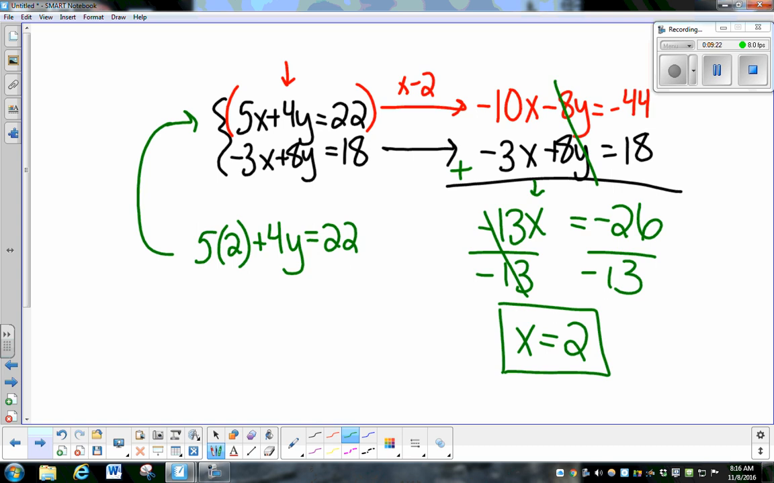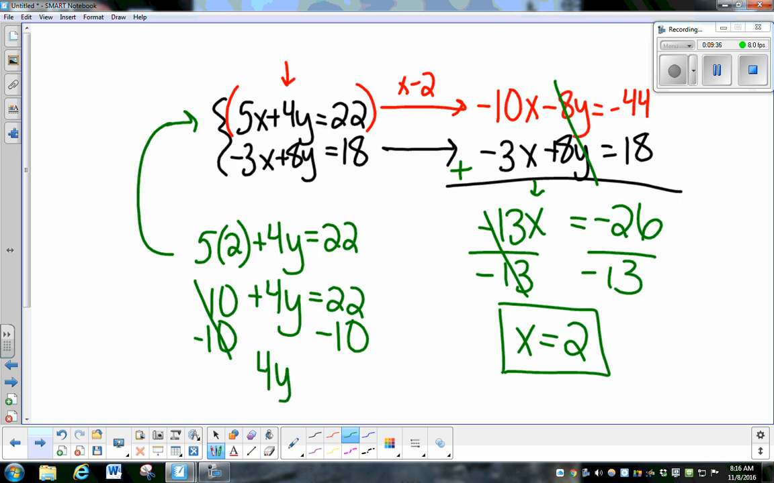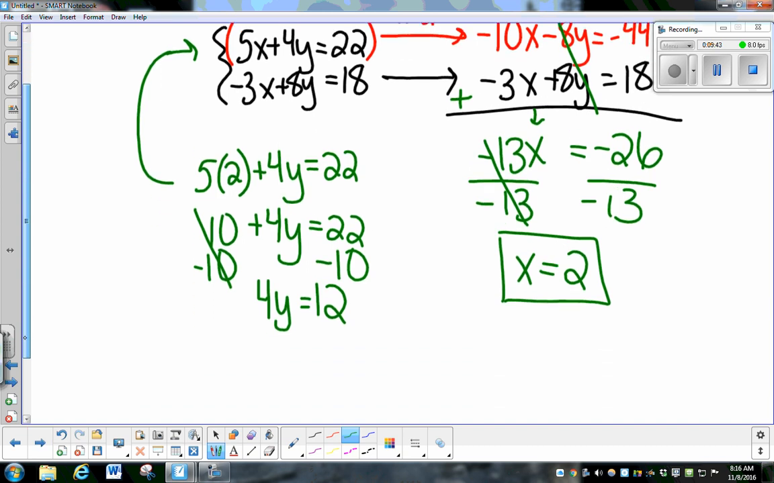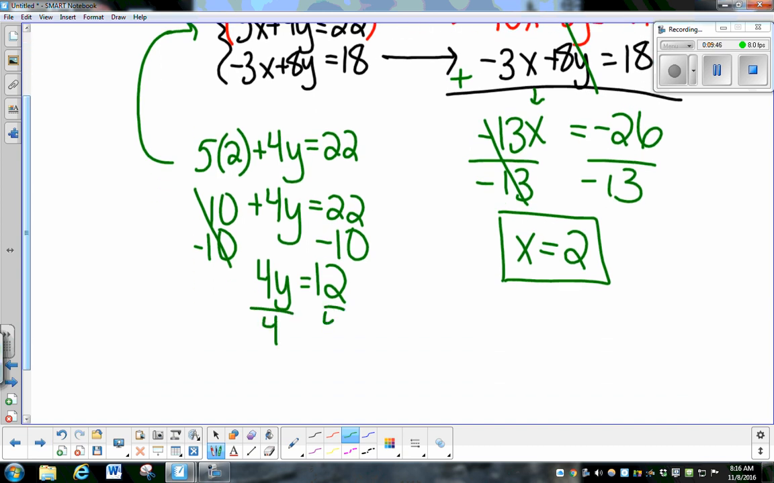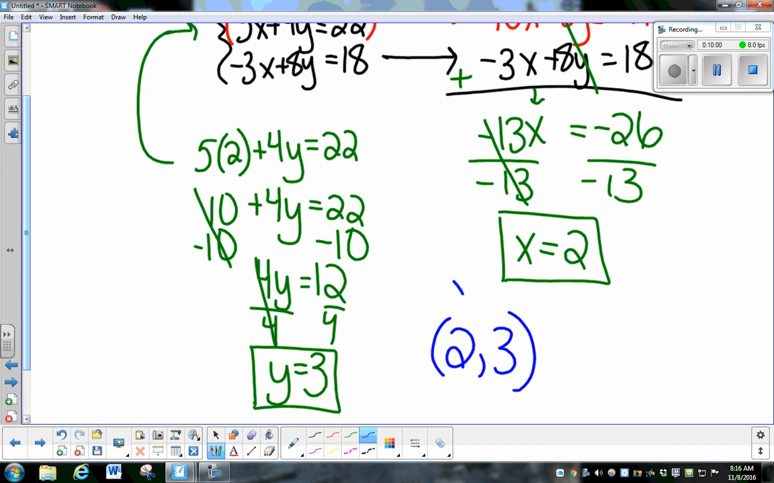Now we just need to get y by itself here. So 5 times 2 is 10 plus 4y equals 22. Then I can subtract 10 from each side. So I'm left with 4y equals 12. And you just divide by 4 on each side, and we are left with y equals 3. And again, I just like to box those values in as I go, just so when I'm looking back at my work to try and find that coordinate point where they cross, which in this case is 2, 3. That's x, y, 2, 3. It's just easy to find it in my work.